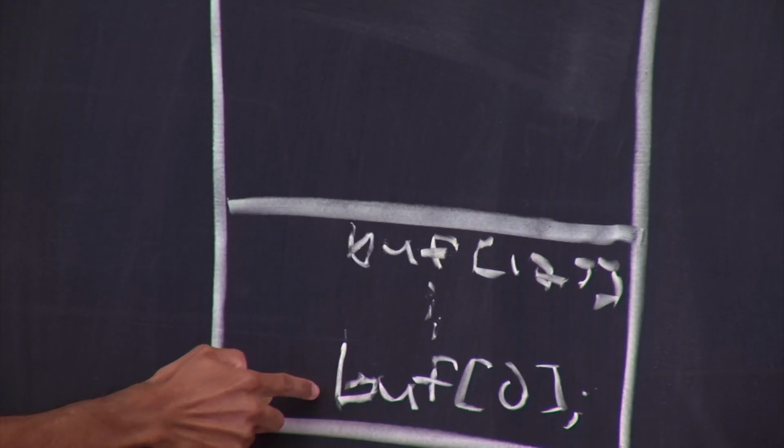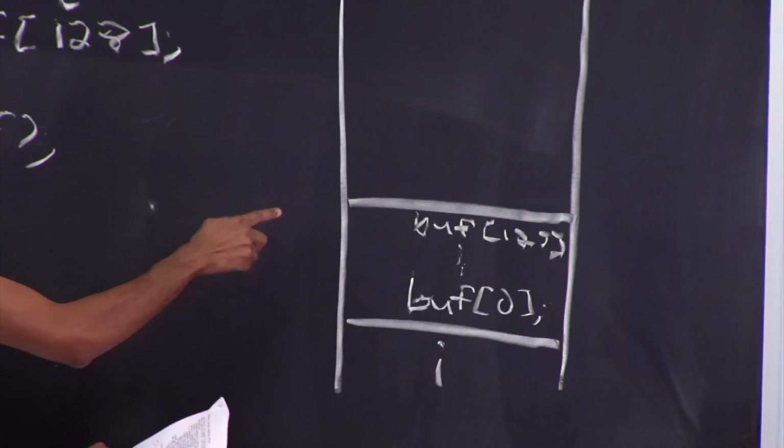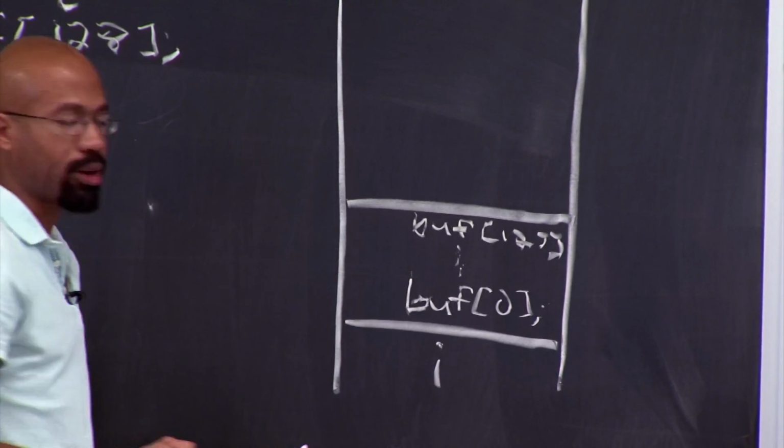We've got the first address of the buffer here. We've got the last one up here. I apologize for my handwriting. I'm used to writing on the marker board. You should pray for me.